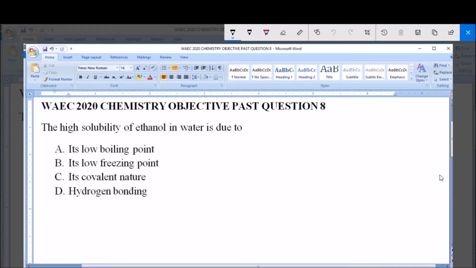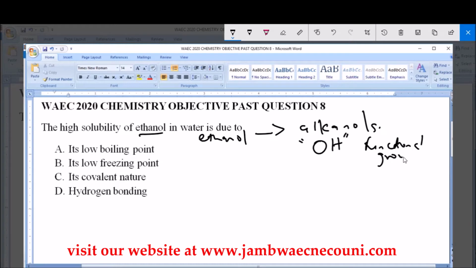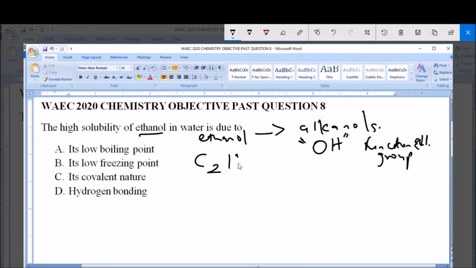Now, ethanol belongs to the family of organic compounds known as alkanols, and these compounds are known for their OH or hydroxyl functional group. So this is what qualifies ethanol as an alkanol. Now its chemical formula is C2H5OH. So as you can see, you have the OH functional group in the chemical formula of ethanol.